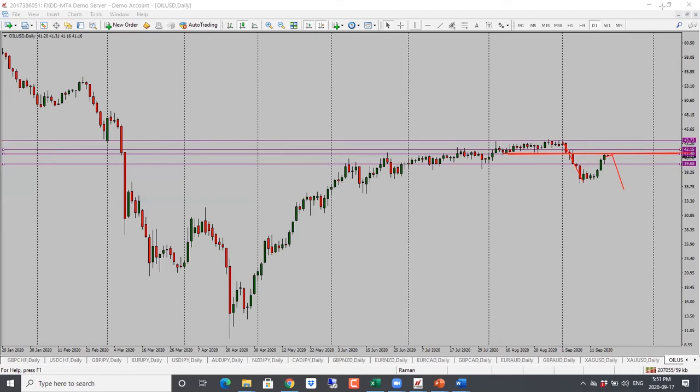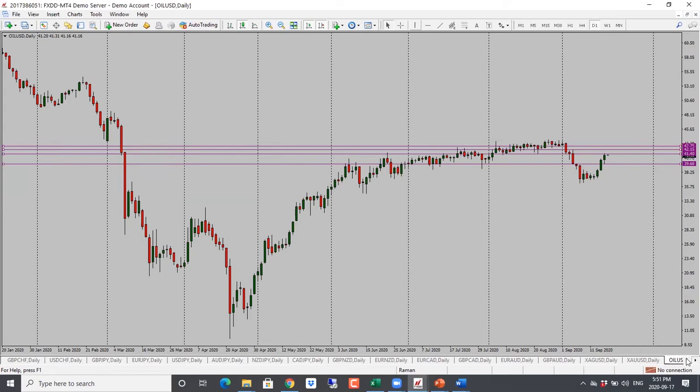Okay, so for now, bias is neutral to bullish. Next target would be 42.20, and then we have 42.75.